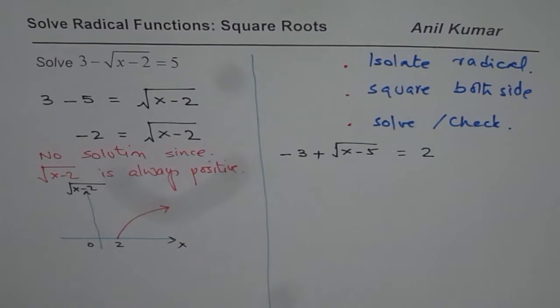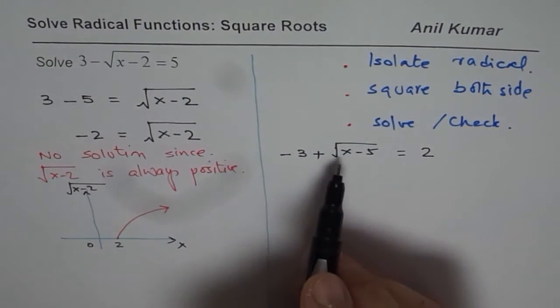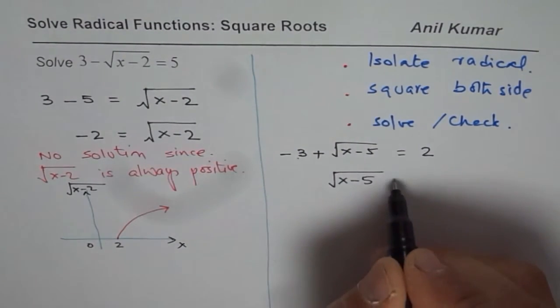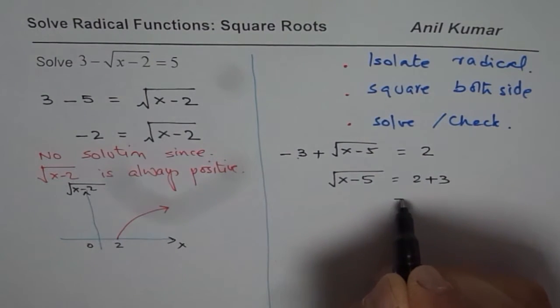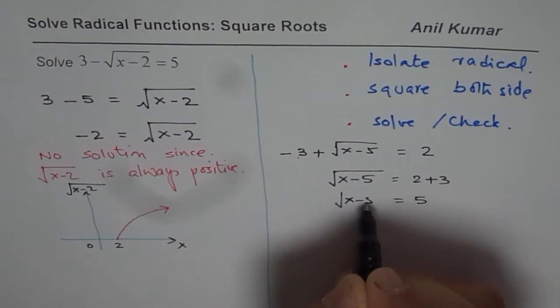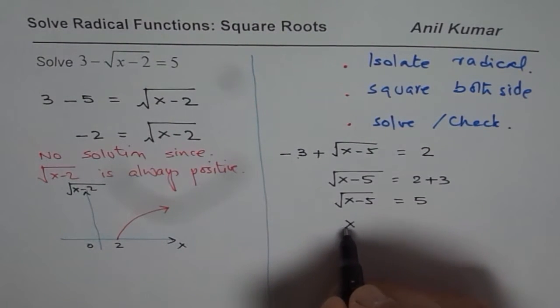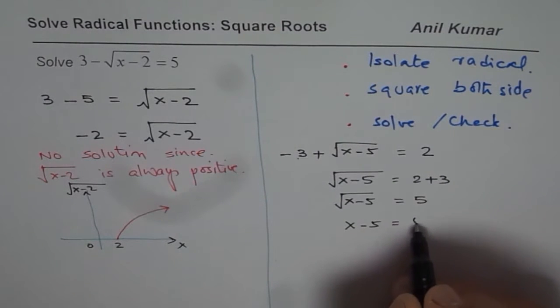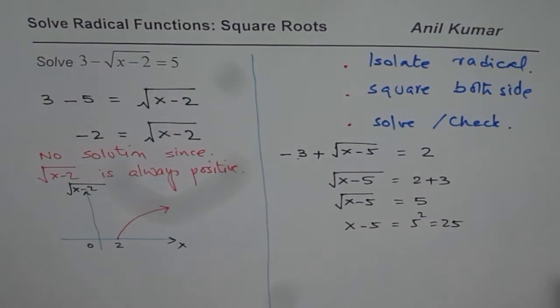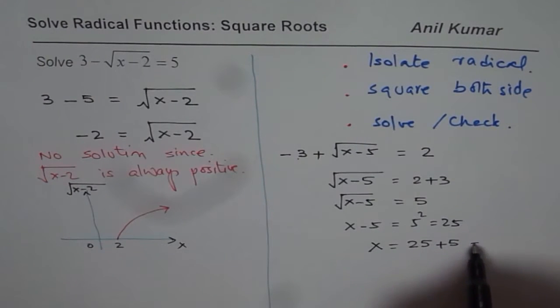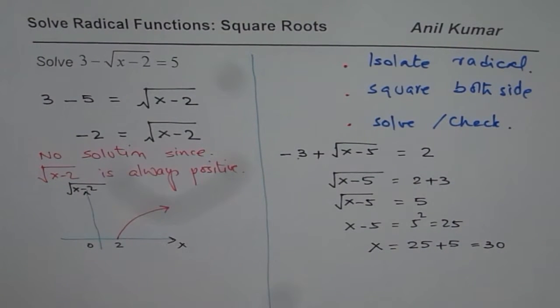Now let us see how to solve this kind of a function, right? So first step is isolate the radical part, which is square root of x minus 5 here now. And we'll take 3 to the other side. So it is 2 plus 3, which is 5. So we have square root of x minus 5 equals 5. Now we will square both sides. So when you square both sides, you get x minus 5 equals 5 squared, which is 25, correct? So once you get that, you can solve for x. You get x equals 25 plus 5, and that is 30. So x equals 30 is your solution.